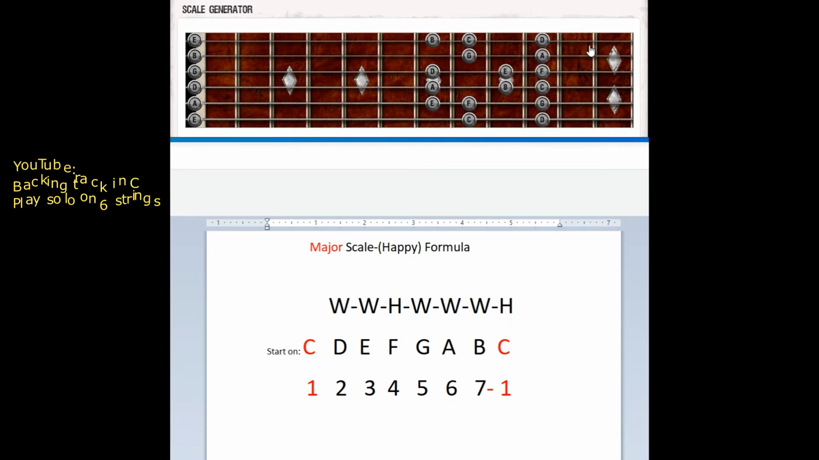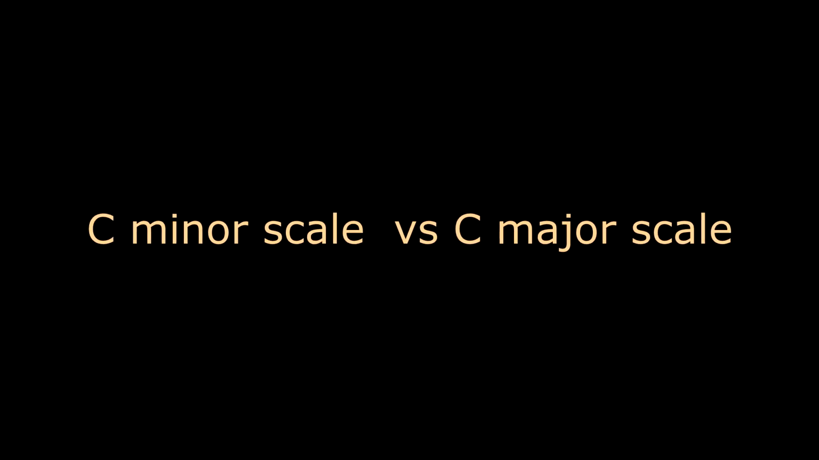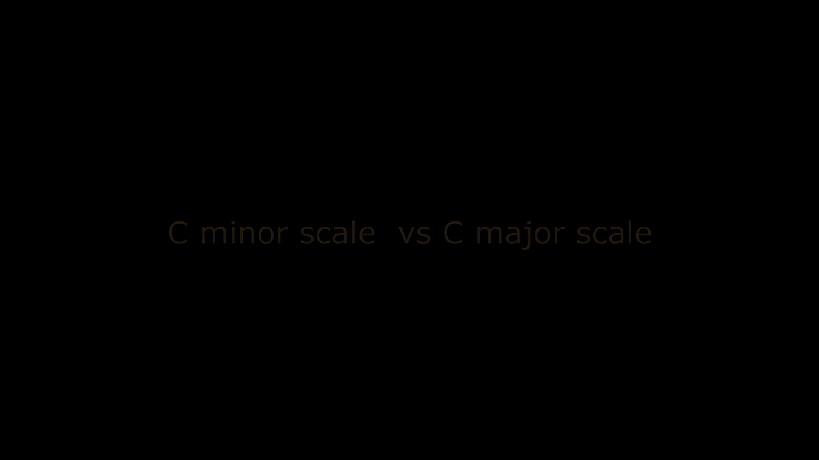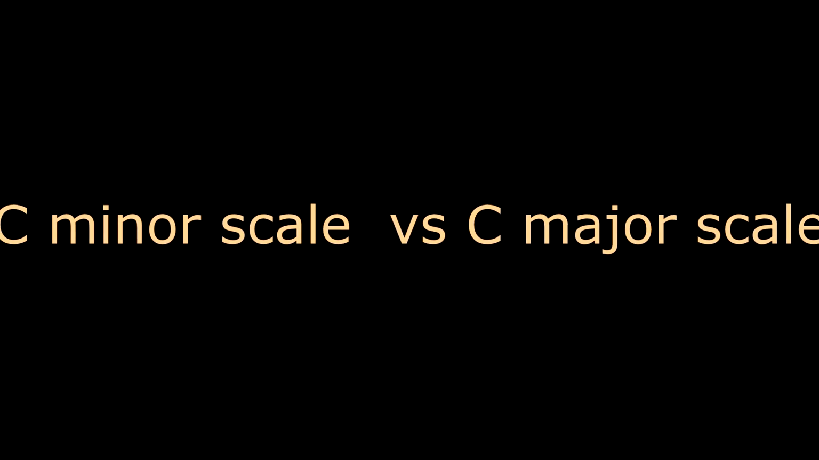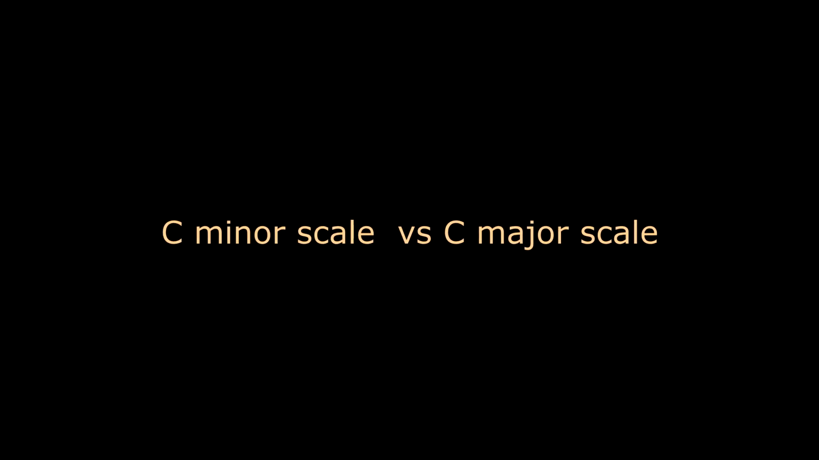If you take out 2 notes from this shape, you get the major pentatonic scale, which we're going to come to later. Now it's time to compare minor versus major and see what the differences are. C minor, C major, right?